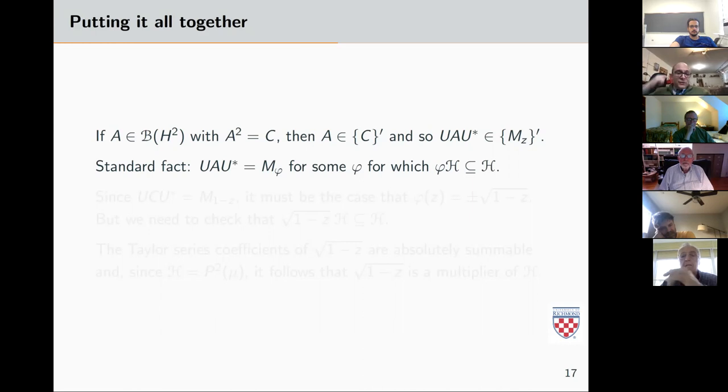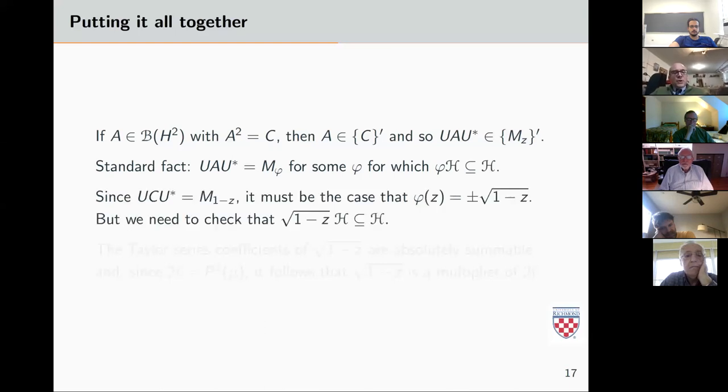Okay, so Kriete and Trutt also quote some other result, I can't think of it now, that I think the multipliers are actually H infinity, but we don't need to get that complicated to do what we're doing here. So U star is multiplication by 1 minus z.